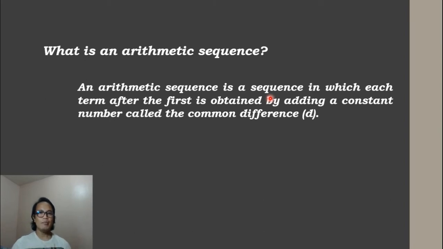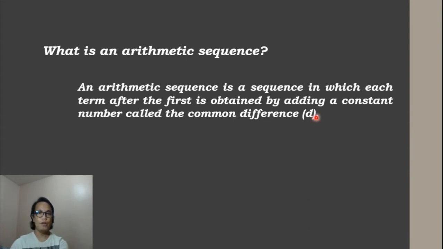Again, an arithmetic sequence is a sequence in which each term after the first is obtained by adding a constant number called the common difference. In this case, the common difference is represented by small letter d. In my previous video, I presented how to find the common difference of an arithmetic sequence. I hope you have already watched that video because that would be very helpful in our discussion about arithmetic sequence.